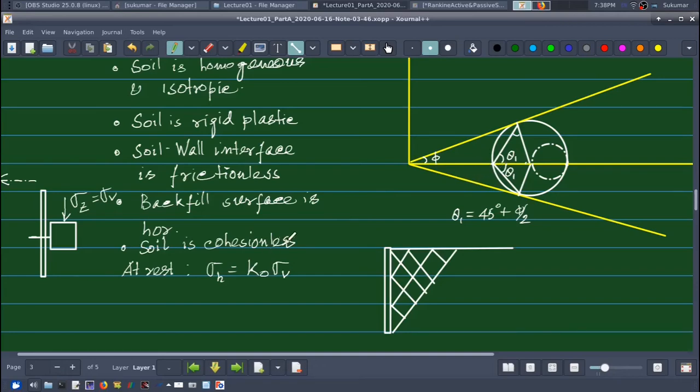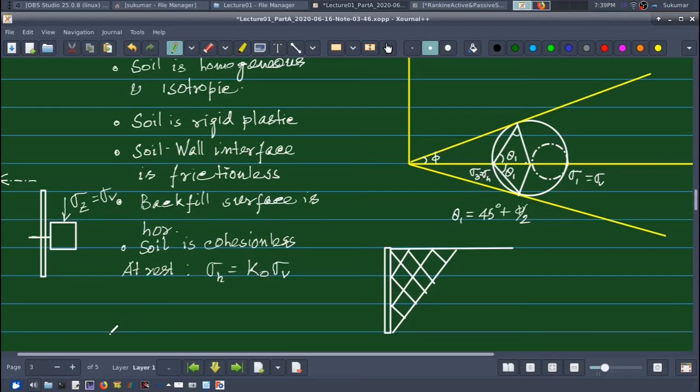The value of Ka, by knowing the relationship between the principal stresses at failure. You see, this is my sigma 1, or the major principal stress, which is equal to sigma V in the active case. Okay, and this is my sigma 3, which is equal to sigma H in the active case.